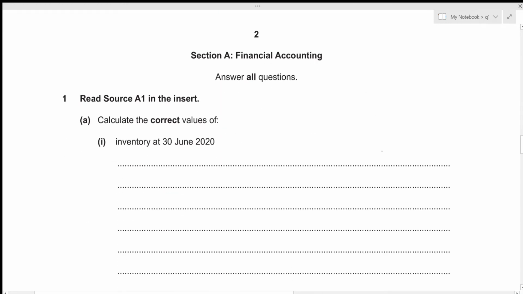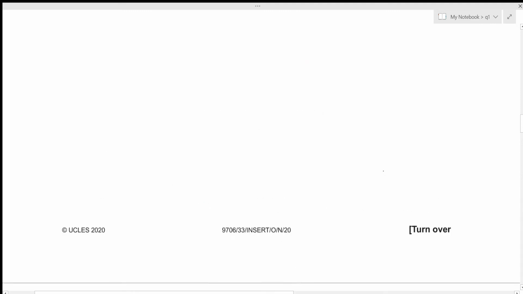Okay, we can prepare a statement and we will be starting with our draft closing inventory, which had the value of 78,000. Let's have a look above.